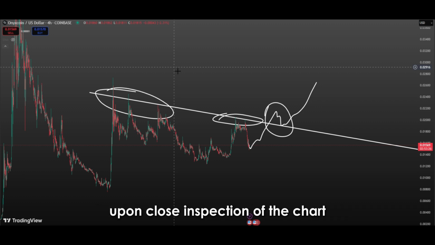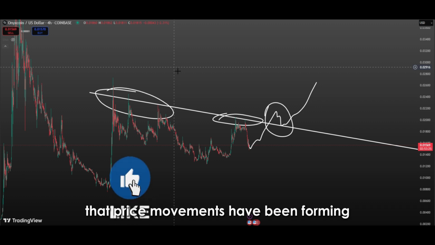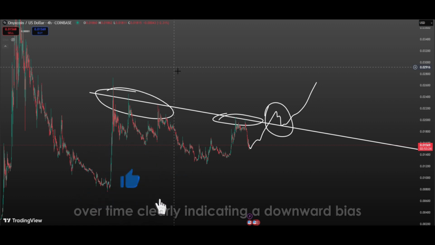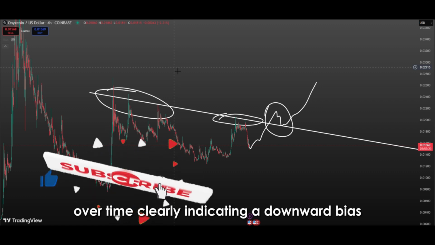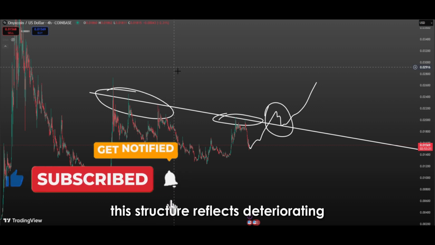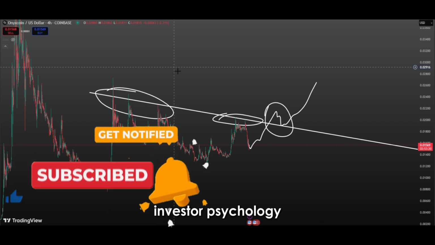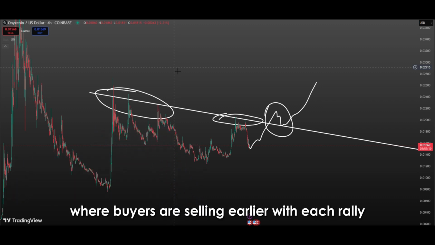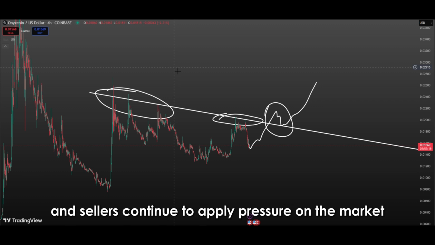Upon close inspection of the chart, it becomes evident that price movements have been forming lower highs over time, clearly indicating a downward bias. This structure reflects deteriorating investor psychology, where buyers are selling earlier with each rally, and sellers continue to apply pressure on the market.